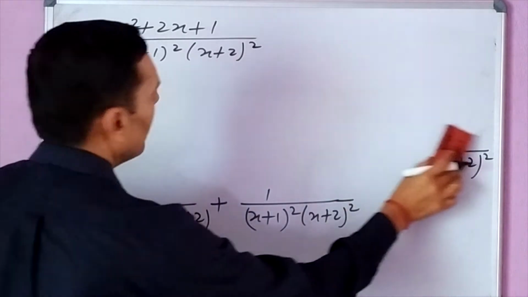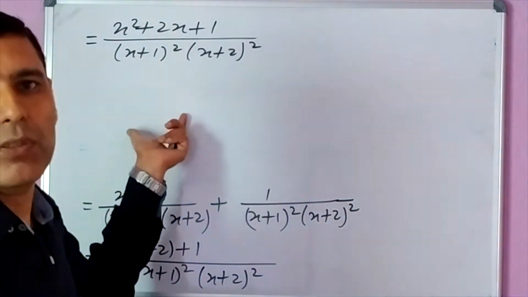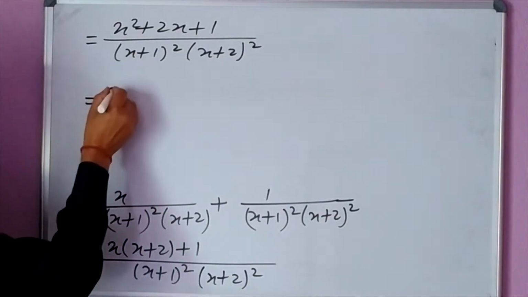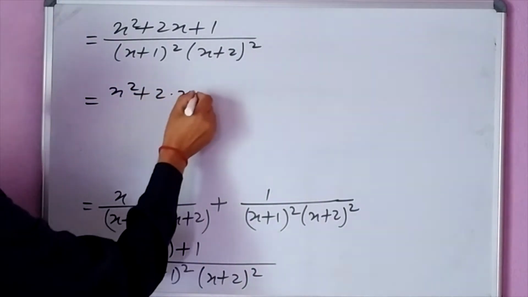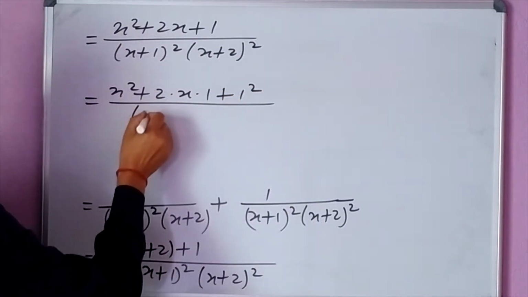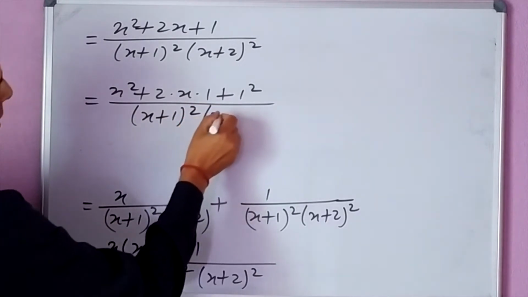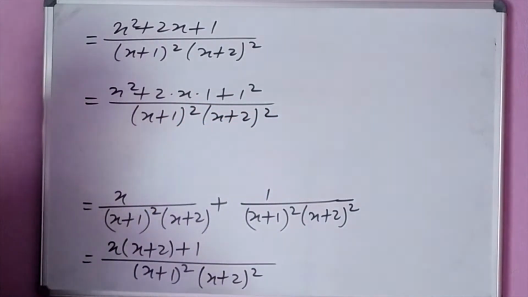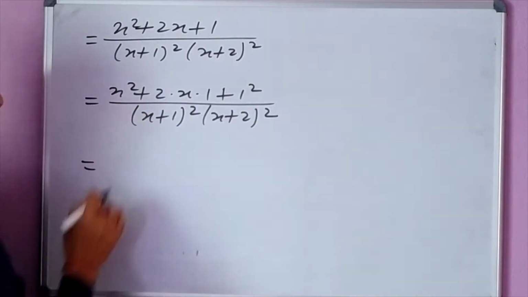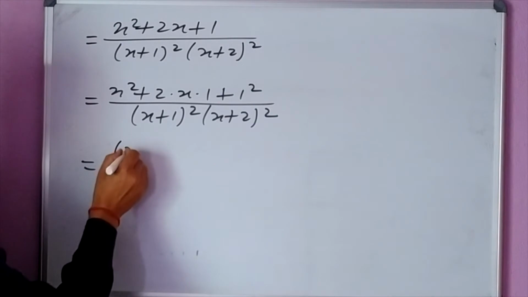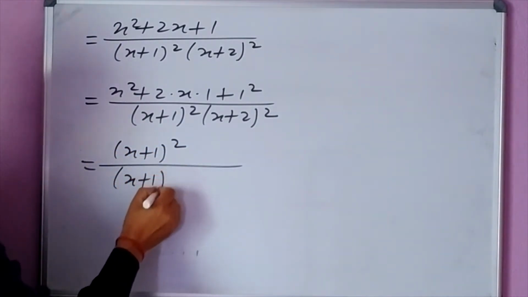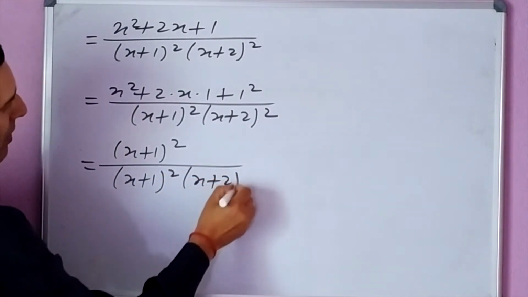Look here guys, you can see this numerator is in the form of a^2 + 2ab + b^2. This can be written as a^2 + 2ab + 1^2, with (x+1)^2 (x+2)^2 as the denominator. So what is a^2 + 2ab + b^2? It is (a+b)^2, that is (x+1)^2 upon the denominator (x+1)^2 times (x+2)^2.